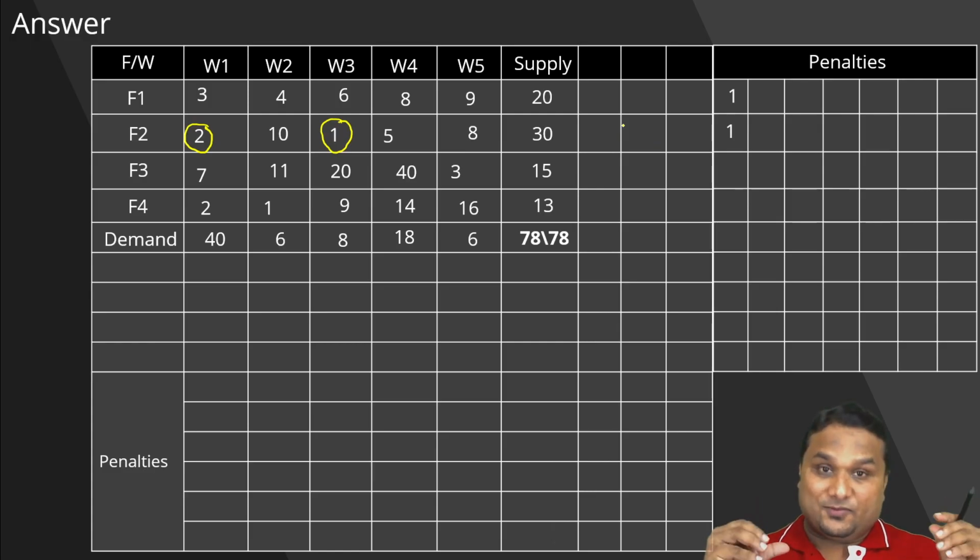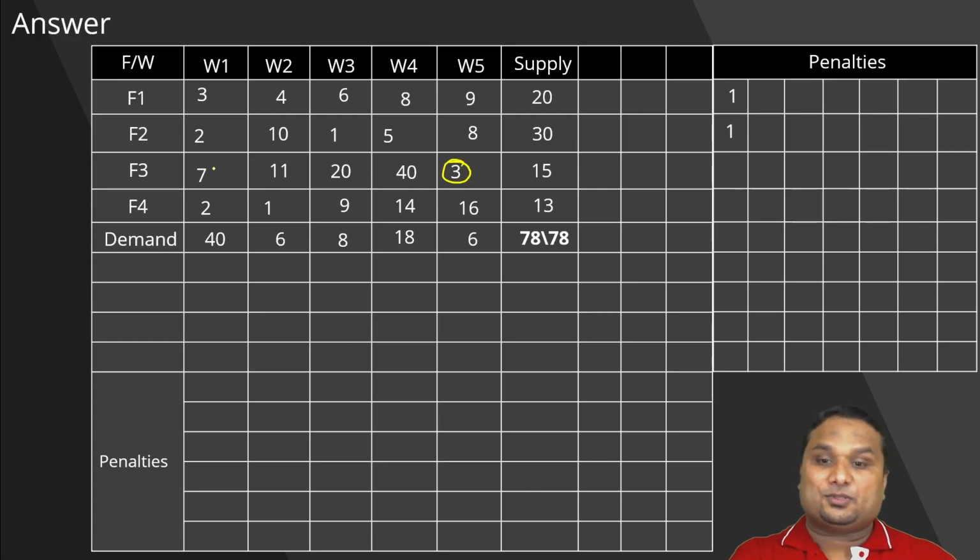This means if I am not able to transport at 1 rupee, now my cost of transportation will increase to 2 rupee. That is the meaning. Now look at the third row. The lowest cost of transportation is 3 rupee. If I'm not able to transport at 3 rupee, my next cost will increase to 7 rupee, so it will increase by 4.